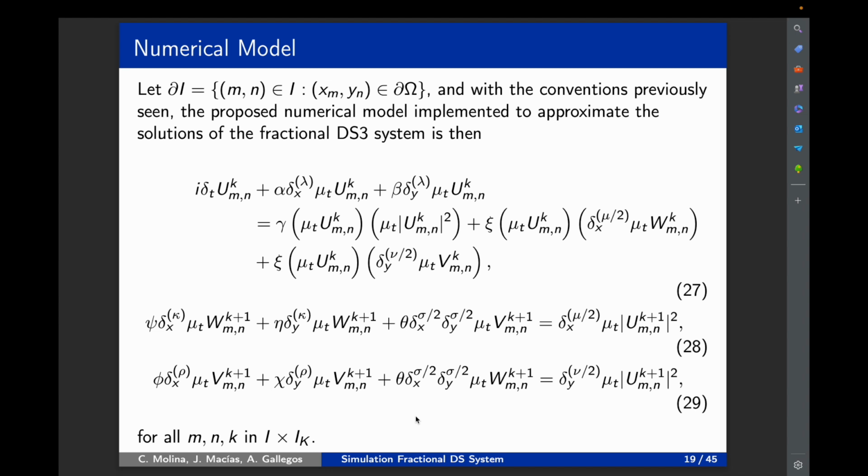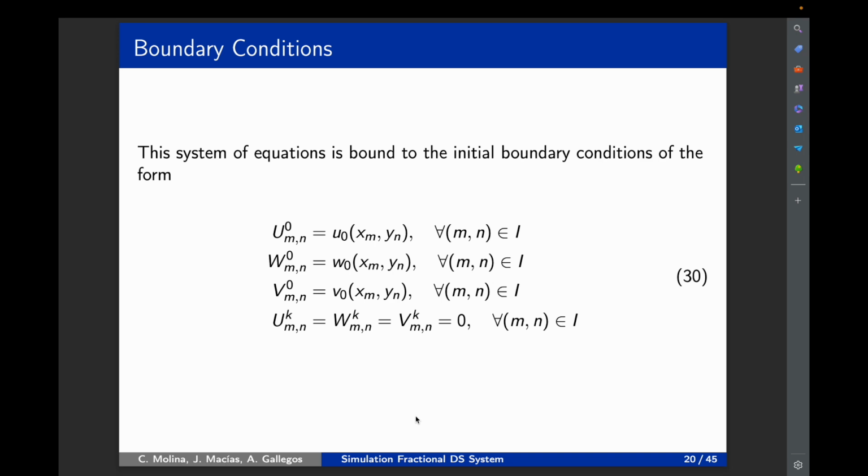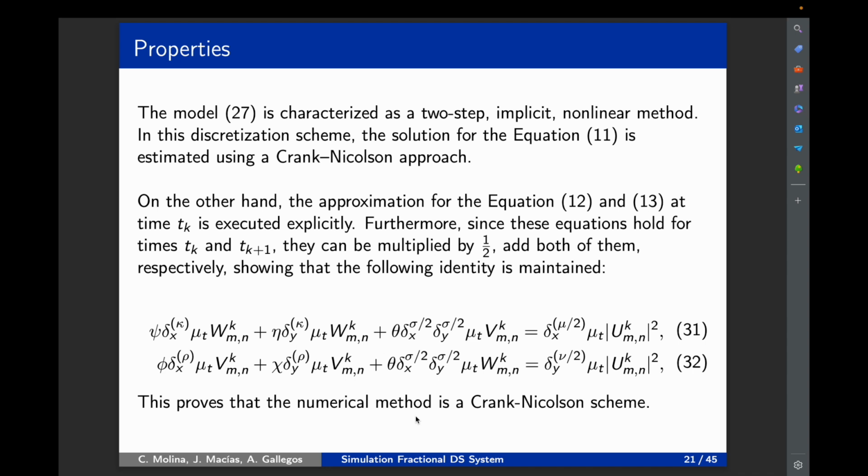Here we can see that we have the fractional order derivation on the different directions and also the time operator. We still need the initial and boundary conditions, and if we analyze this discretization, we can see that this scheme is a Crank-Nicolson approach, which is going to be useful for our investigation because it gives us a sense of stability and also the second order convergence that is characterized by the Crank-Nicolson approach.